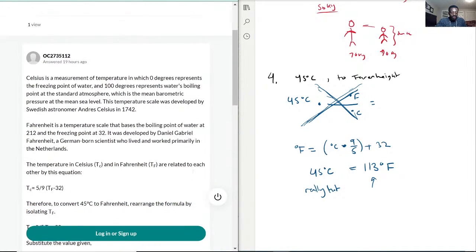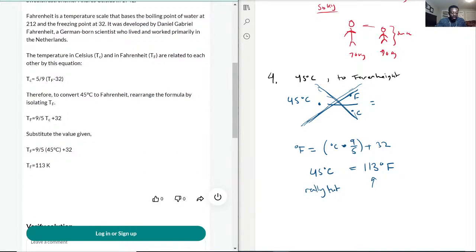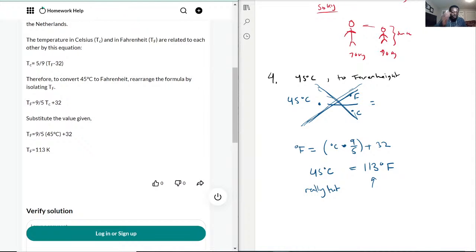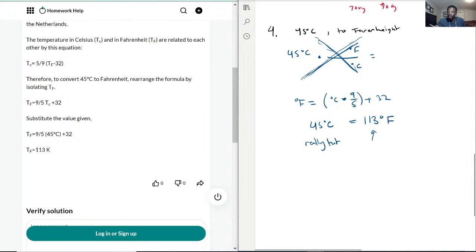They explain how Fahrenheit and Celsius came to be. Very interesting. And they ended in 113K. So it is correct, but just be careful because K means Kelvin, and we're not doing that. The formula to get from Celsius to Kelvin, which is something that you will most likely need in chemistry, is that 0 degrees Celsius is equal to 273.15 Kelvin. That's just a conversion.